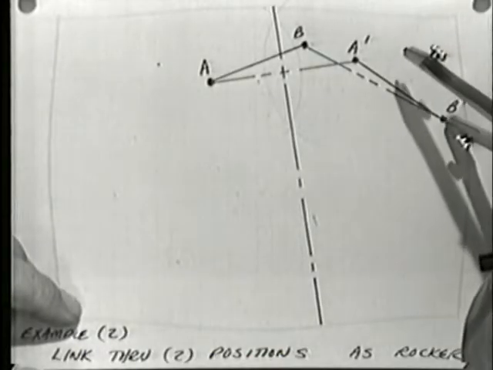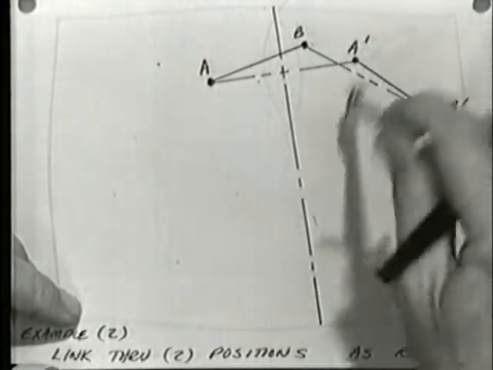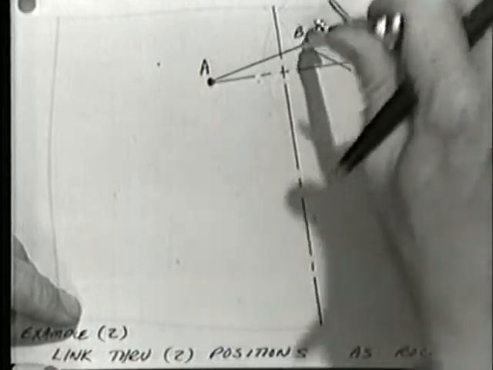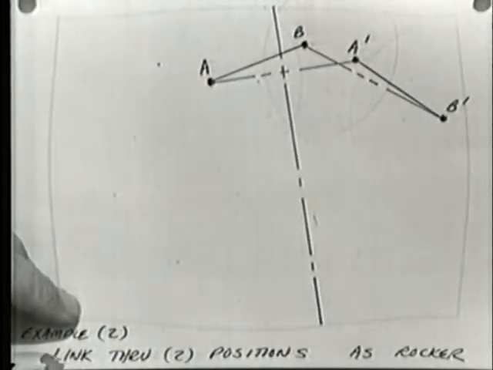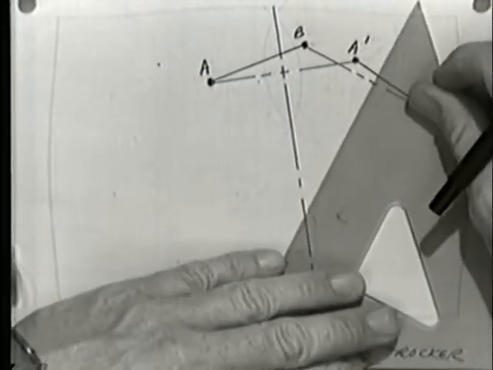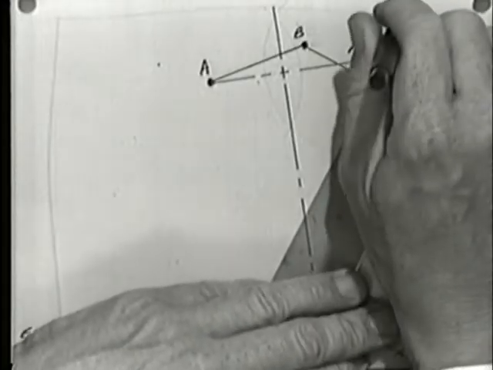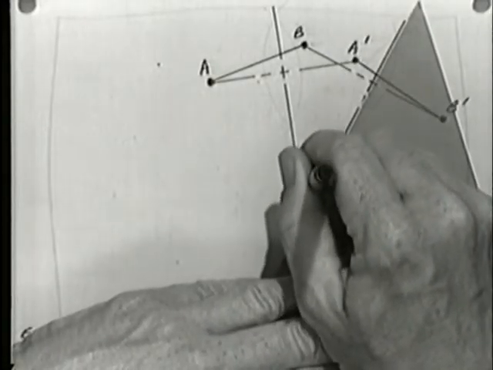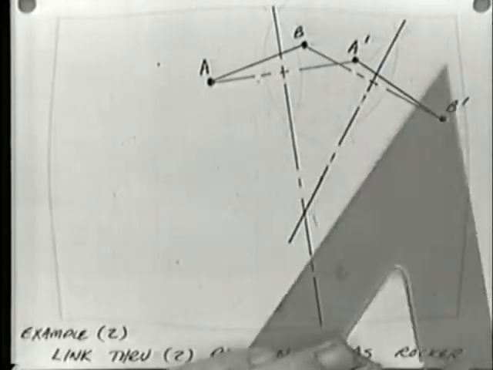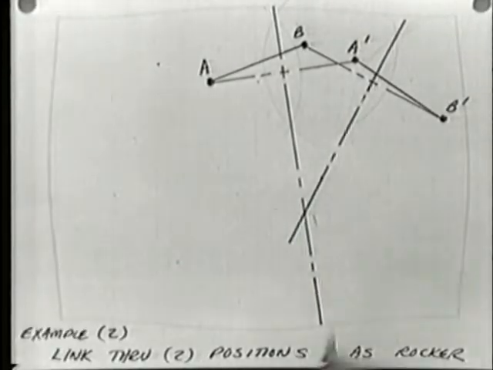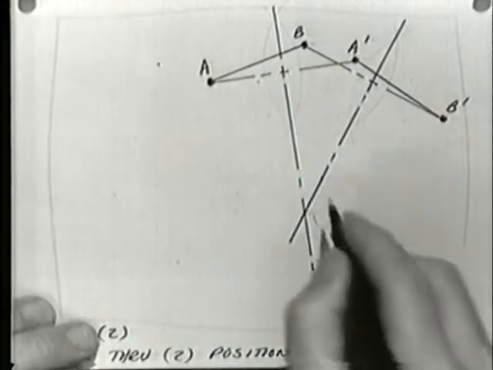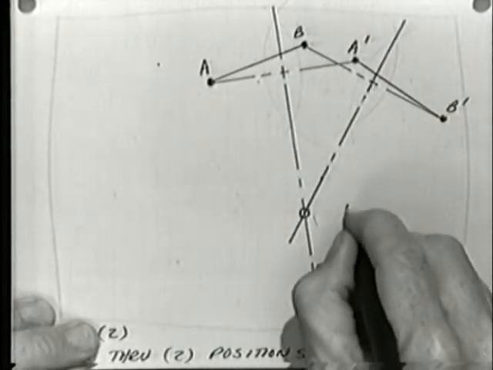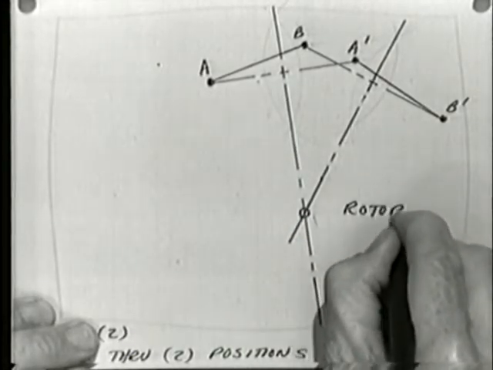And I'm going to construct the perpendicular bisector of that. And it is the bisector as well as being perpendicular. It's going to cut that line in half. And I will draw that and extend it in such direction that it intersects the other perpendicular bisector, which I've already drawn. Now this intersection down here is called the rotopole.